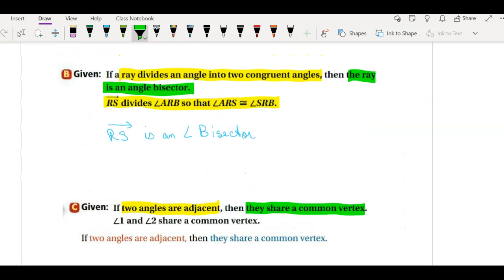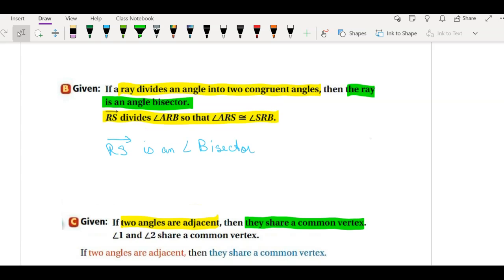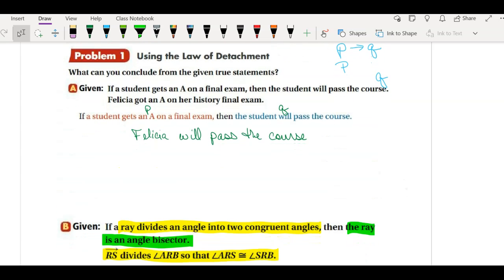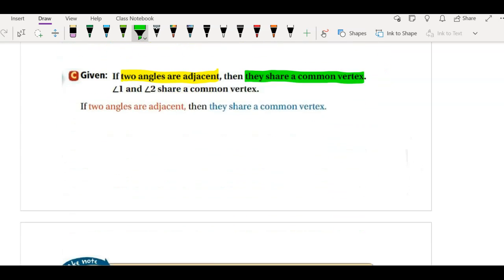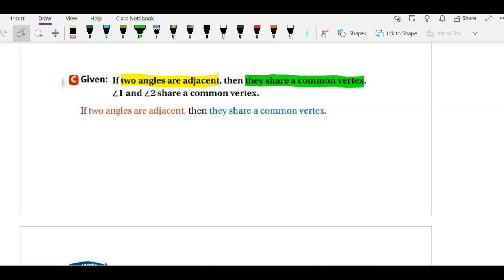Now notice in these other examples, my hypothesis and my statement were the same, they were true of the hypothesis. So this one does something a little different. This one tells me angle 1 and angle 2 share a common vertex. That gives me my conclusion. It doesn't do anything with the hypothesis. So it doesn't tell me that the angles are adjacent. So I can't draw any conclusions.